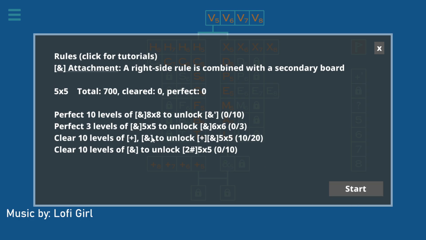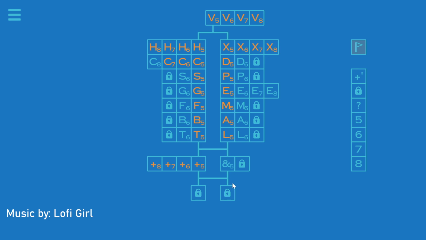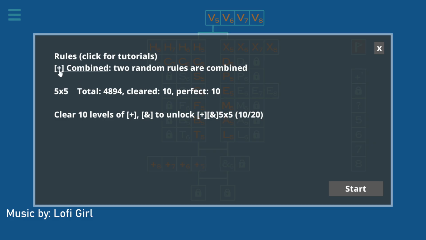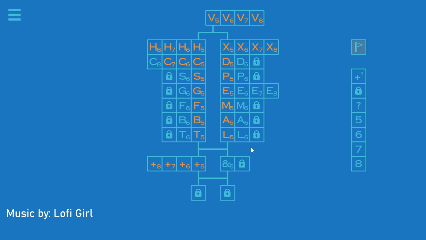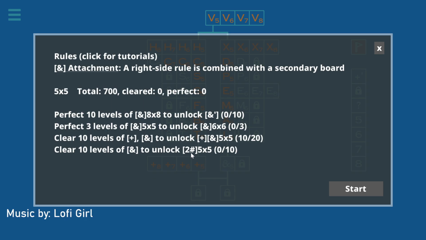Clearing all of these gives us some very interesting stuff. 10 levels of and 8 times 8 to unlock and apostrophe, which is a different way of the and, I guess. Plus and and together gives you plus and together, which is really interesting. We'll also unlock 2 hashtag, which, because plus is not 2 plus, so it's the same, it's just 2 random rules are combined. I'm thinking that 2 hashtag might be different than regular hashtag, otherwise they would just give it a regular hashtag. But we'll see.